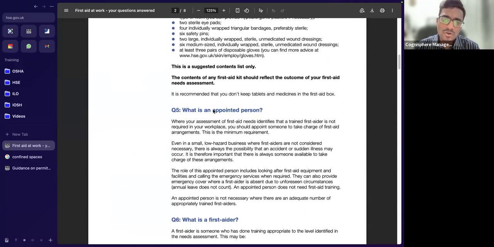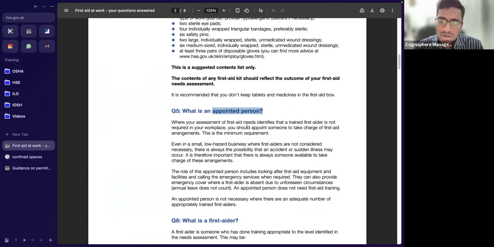So you may have an appointed person. An appointed person is not a trained first aider. Where your assessment of first aid needs identifies that a trained first aider is not required in your workplace, for example, then you should appoint someone to take charge of first aid arrangements.